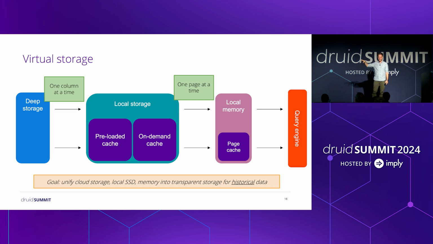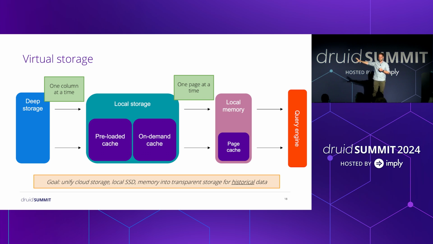So imagine query tasks and the interactive engines all running on top of this system that is able to both have some preloaded stuff based on load rules for persistent servers, and then also have some cache that's populated as well for, imagine you say my older data, I don't want to pre-populate it on the servers, I just want it to be loaded on demand. And then one page at a time from that goes into local memory.